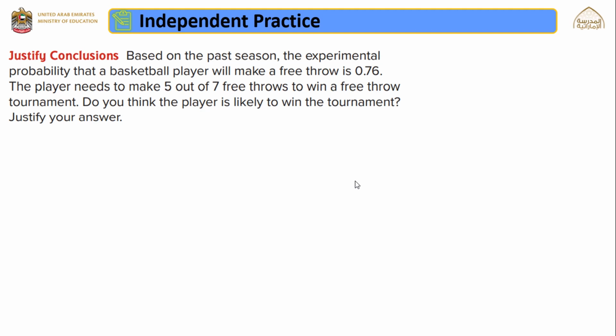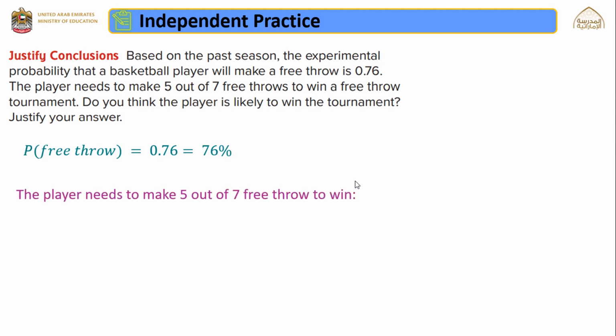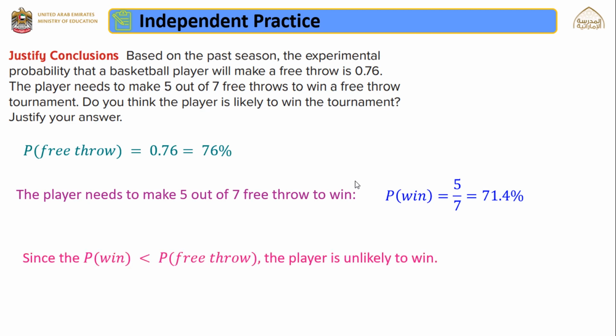Justify your answer. Probability of free throw is 0.76 or 76%. The player needs to make 5 out of 7 free throws to win. So probability of winning is 5 out of 7, which is 71.4%. Since the probability of win is less than the probability of free throw, the player is unlikely to win.